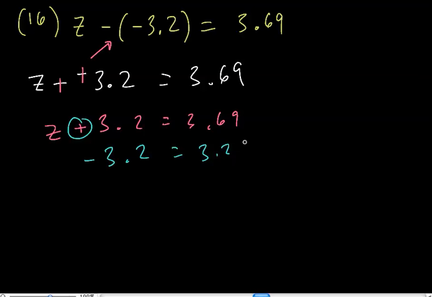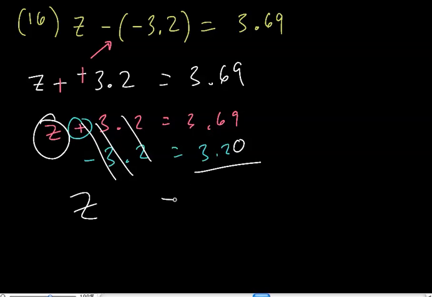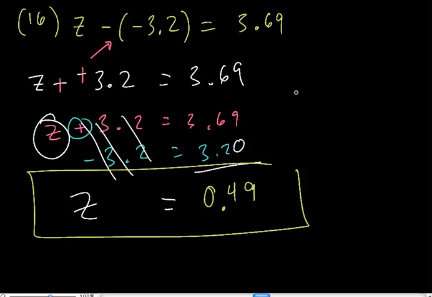3.2 is the same thing as 3.20. Why did I write that? It's because I wanted to have the same amount of digits as the one over here. These guys are going to cancel out and just leave me with z, which is great. So z on this side equals, on this side, 9 minus 0, 9. 6 minus 2 is 4. Shoot down the decimal. 3 minus 3 is 0. So z equals 0.49.